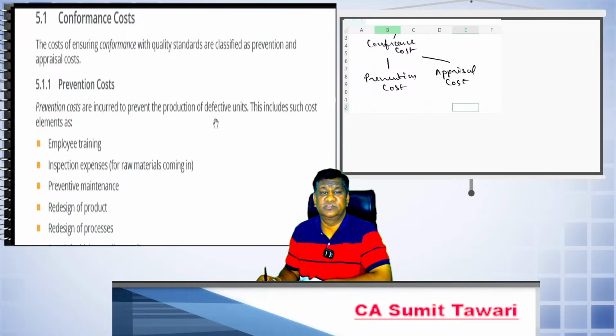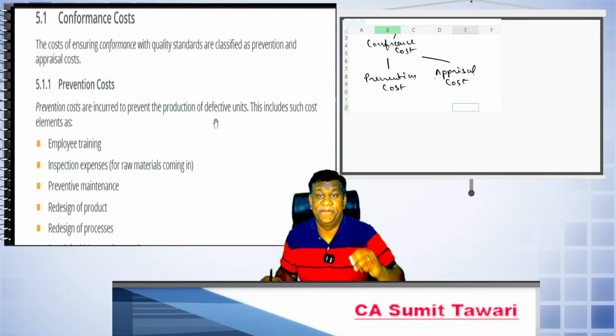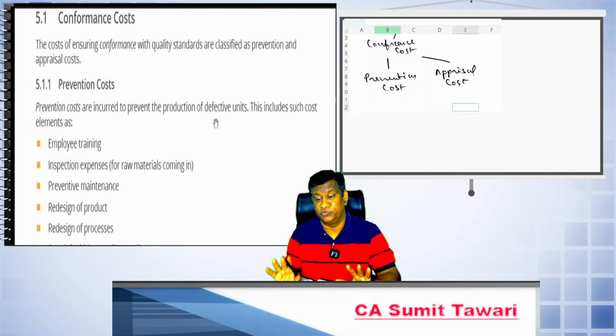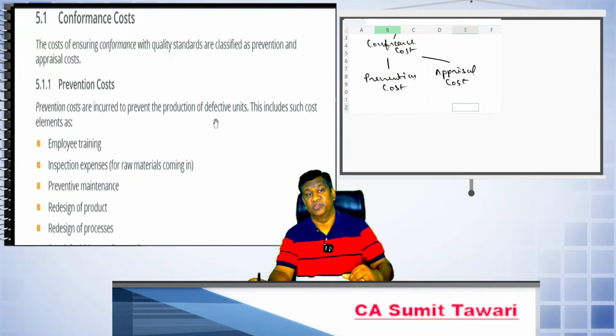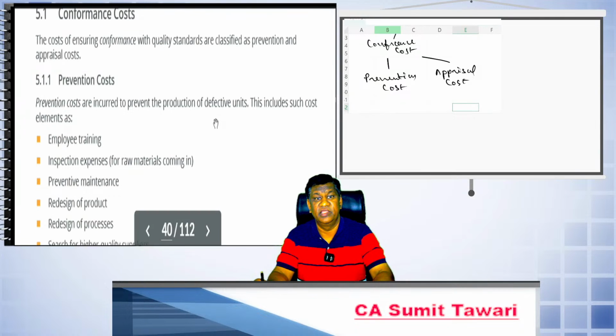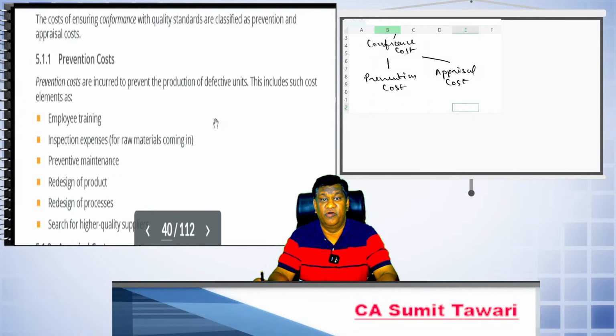So conformance cost is basically like before using the product, we need to check, okay, we can use it now. The third one is the non-conformance cost. Preventive costs are incurred to prevent the production of defective units. This includes cost elements such as employee training, inspection of raw material, preventive maintenance, redesign of product, redesign of the processes, and search for higher quality supply.